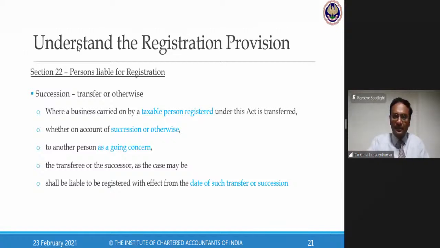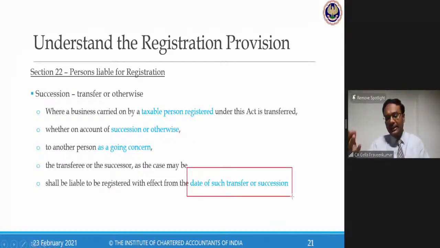Now, examination again. Whenever there is a transfer, how and when these provisions are important for us, and why we need to remember this from examination point of view. Now, death. Post-COVID, we have seen many instances within the family, or around our community, where people have been affected with COVID. There was a natural death of a person. The business has been stopped at a particular point in time. Someone has to take over that particular business. This is one provision where it says, wherever there is a transfer by virtue of succession or otherwise, from one person to another person, how did that transfer happen? Transfer happened as a going concern.